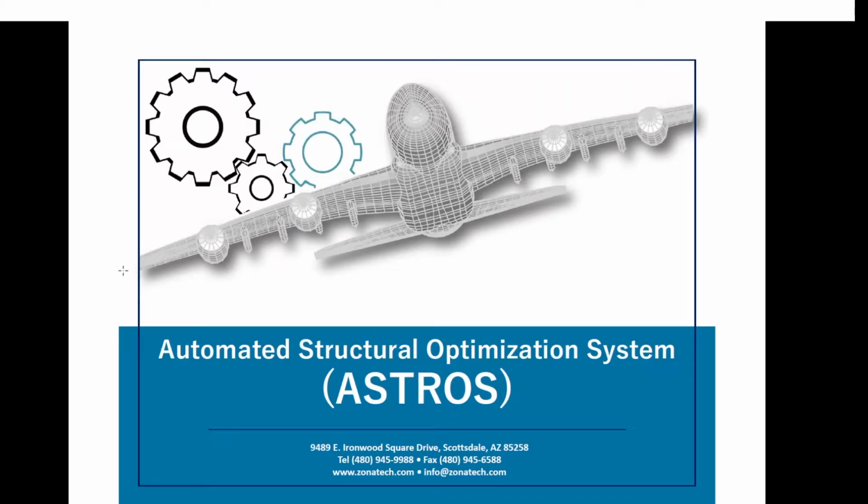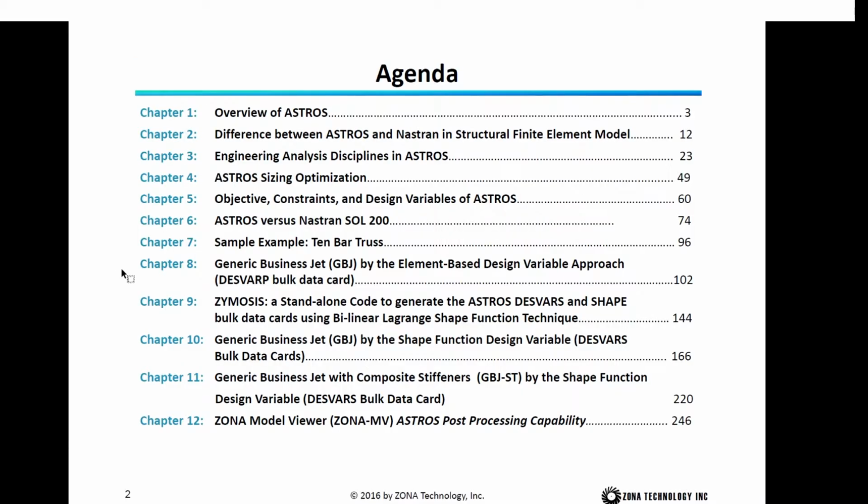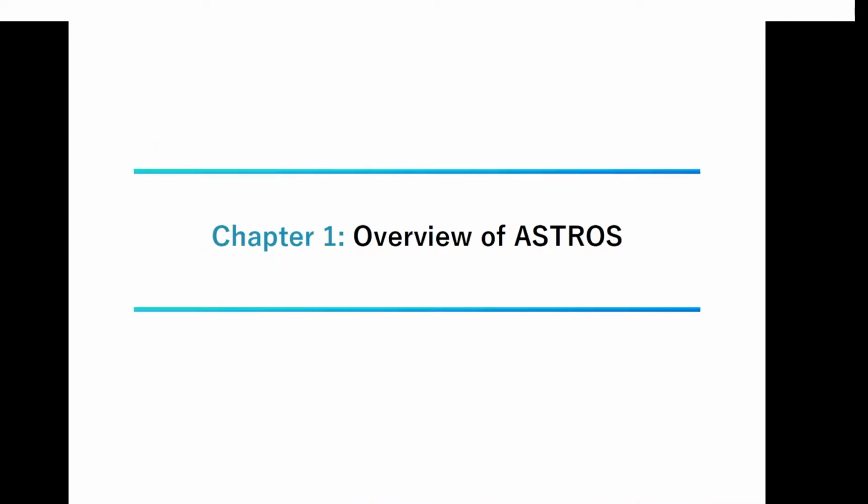This is ASTROS training, and ASTROS stands for Automated Structure Optimization System. And we have 12 chapters to talk about ASTROS. The first chapter is overview of ASTROS.